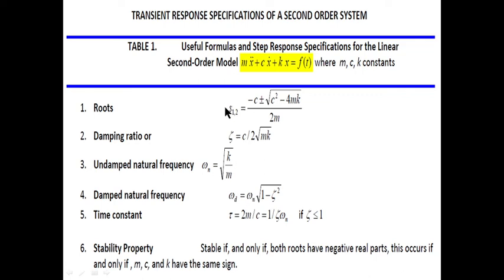Now you can read here: the roots S1,2. As it is a second order response, two roots are available: minus c plus or minus the square root of c square minus 4mk, upon 2m. This is similar to minus b plus or minus the square root of b square minus 4ac upon 2a, which I already taught you. Then damping ratio, zeta, is equal to c upon 2 root of mk. Then undamped natural frequency is equal to the square root of k upon m. Then damped natural frequency is equal to omega n into the square root of 1 minus zeta square.